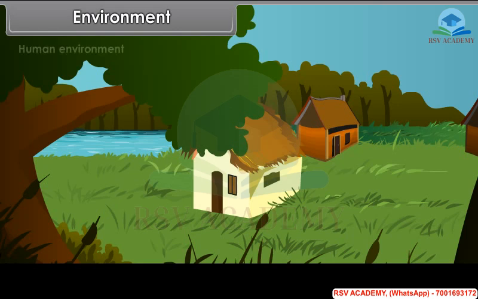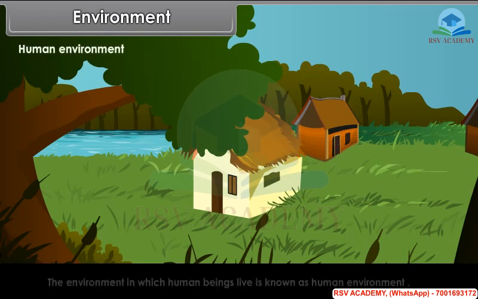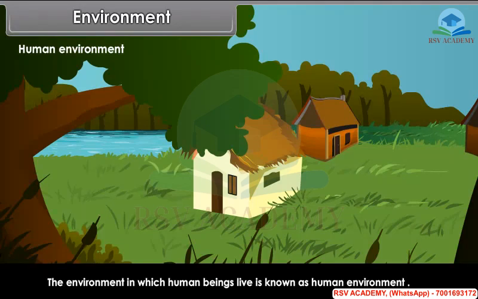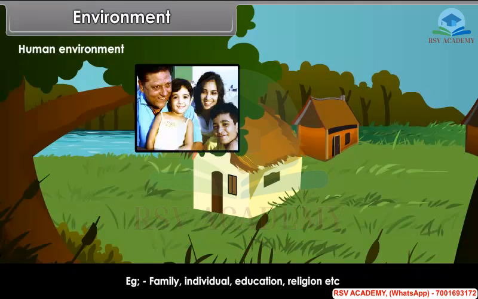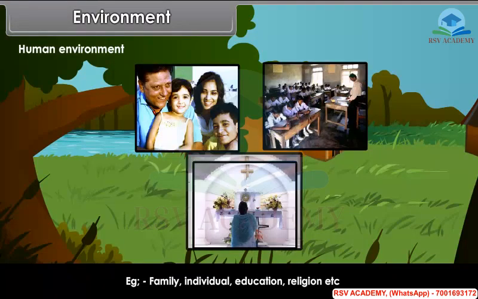Human environment. The environment in which human beings live is known as human environment. Example: family, individual, education, religion, etc.